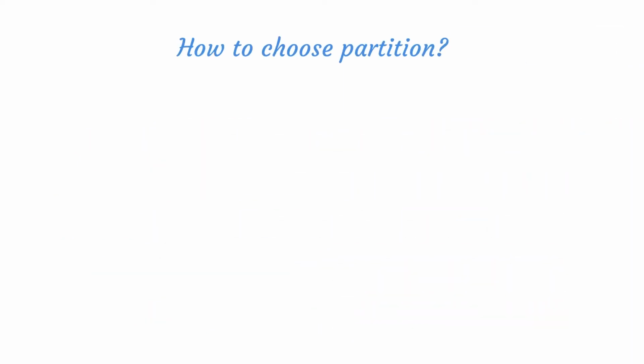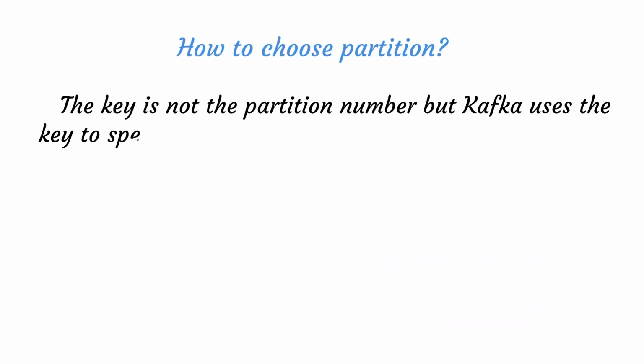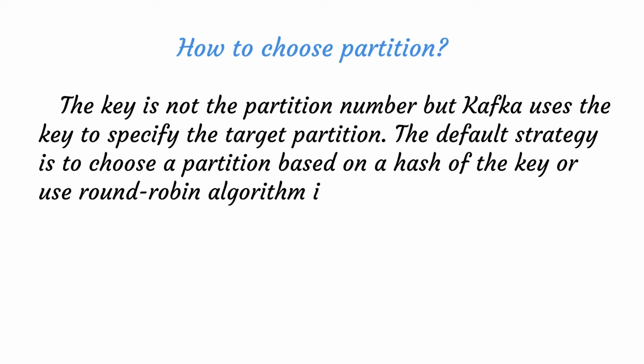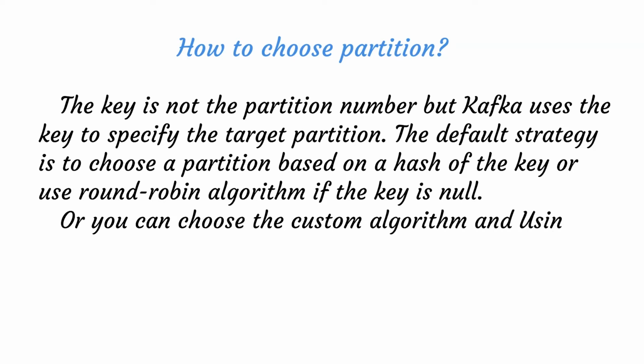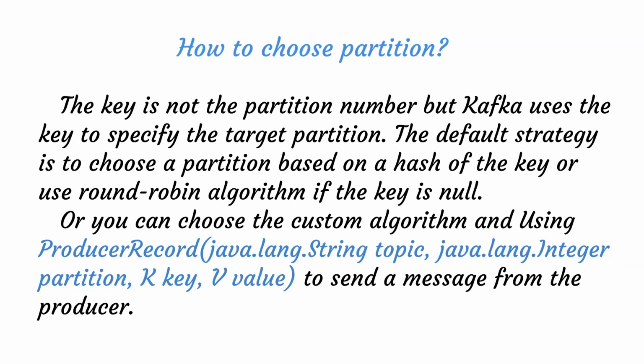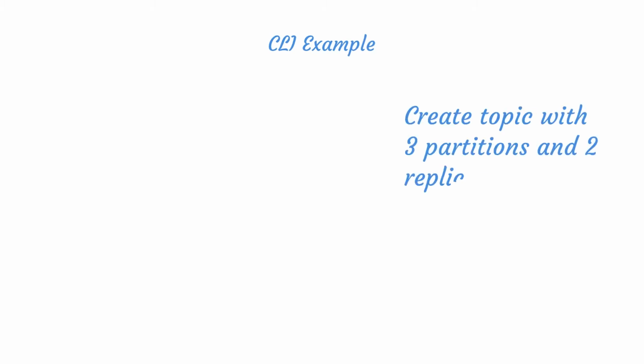So how does the record choose the partition where to save it? As you may know, the record consists of a key and a value. The key is not the partition number, but Kafka uses the key to specify the target partition. The default strategy is to choose a partition based on a hash of the key, or use a round-robin algorithm if the key is null. The number of partitions you can choose when you create a topic.